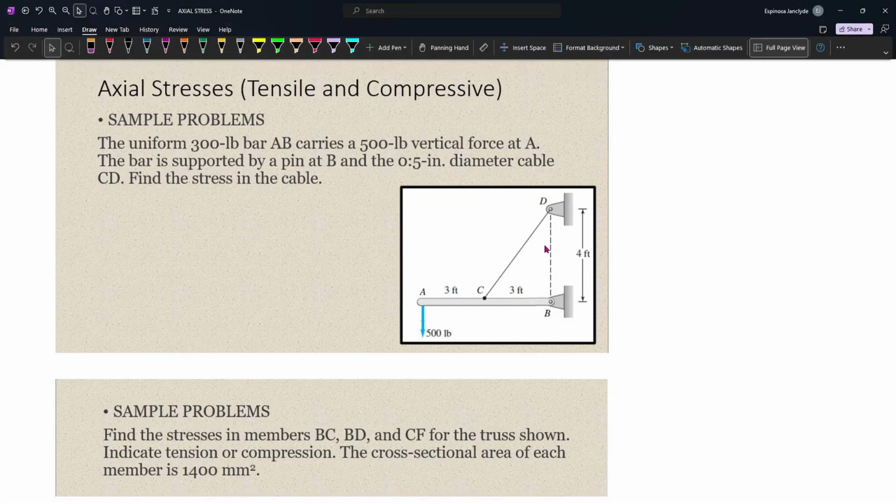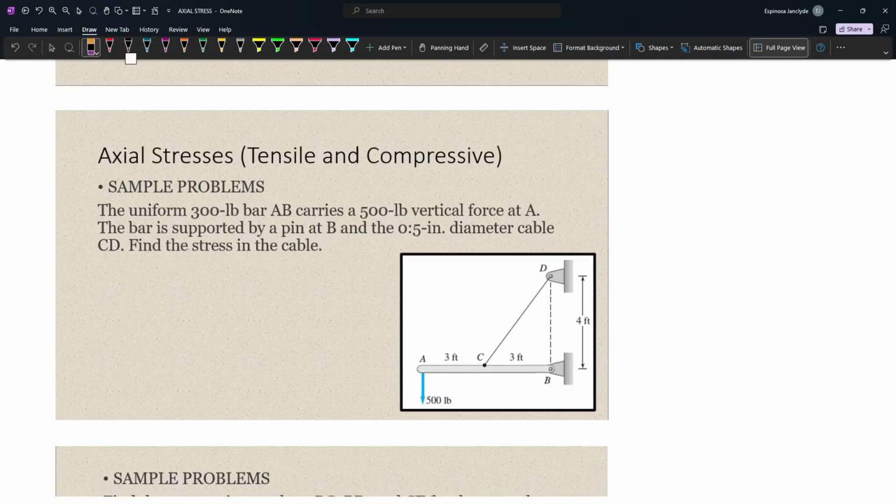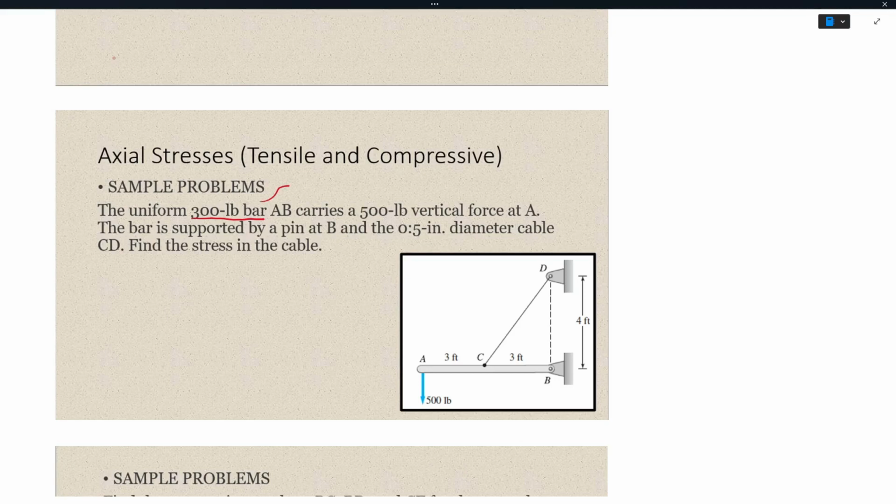Now, the question that will arise is, where will the weight act? Take note that the weight acts at the centroid of the member, and so it will be somewhere here.